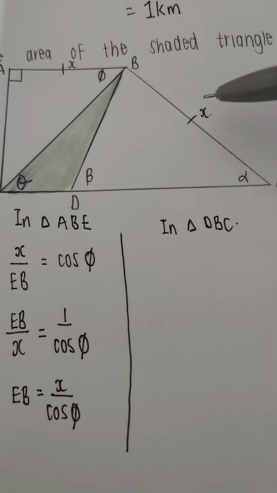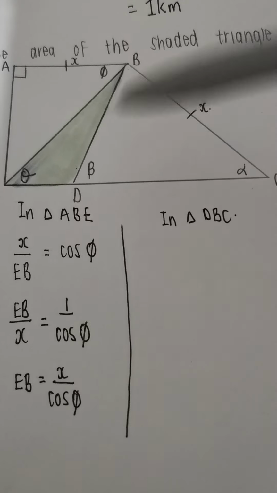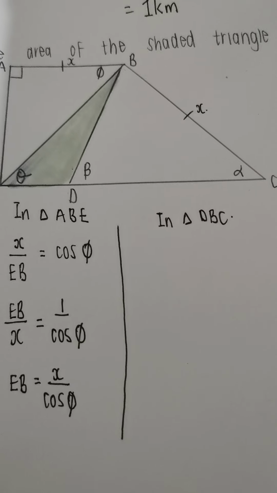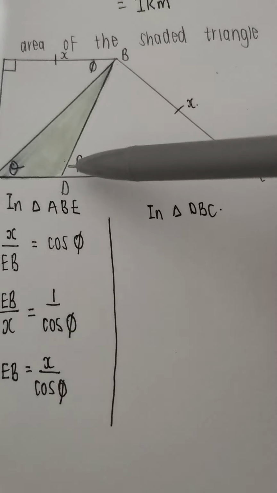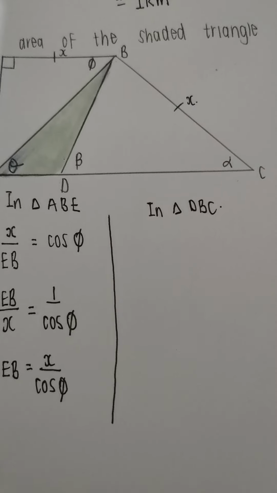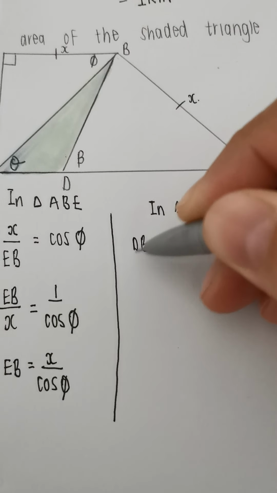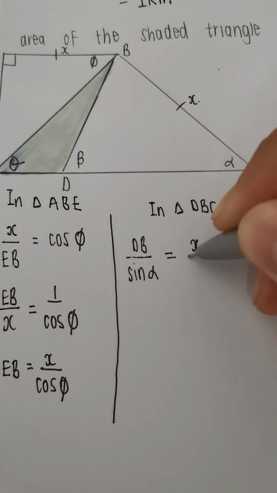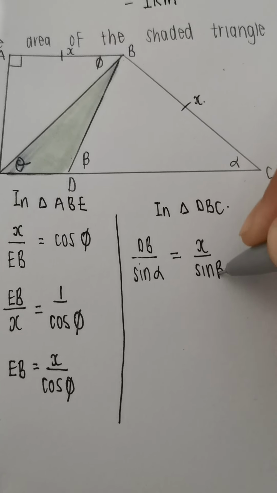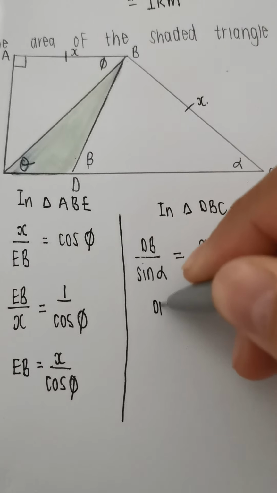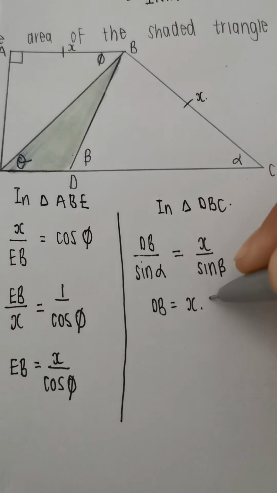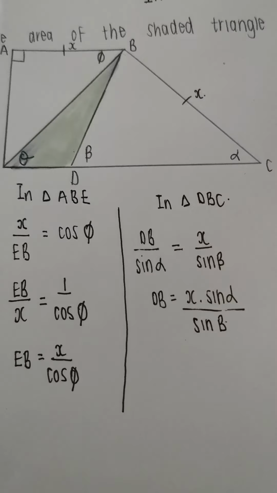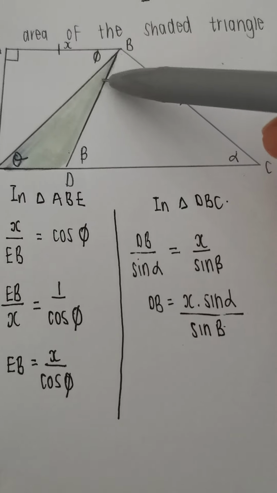Right, I see that I have information about a side and two angles, and I need information about another side. So what am I going to use? I'm going to use the sine rule, because see, this side corresponds with that angle. This angle would correspond with that side. So DB, make DB the subject. There we go. So now I have side, I need the included angle.